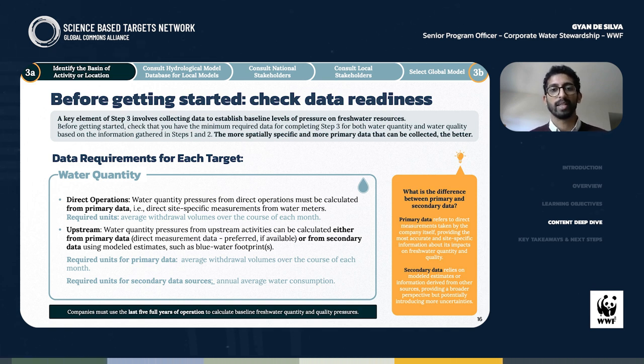One thing to keep in mind at this stage is that during this data collection step, it will be crucial to engage with local stakeholders to identify relevant information to inform the appropriate modeling approach, as we will see during this training. Along this module, we will also see what the data requirements are in detail, but for your reference, this and the following slide depict a quick summary of what those data requirements will be for water quantity and quality.